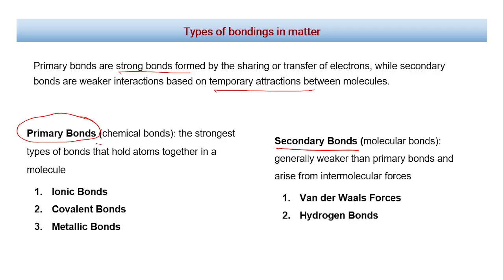So primary bonds, which are also called chemical bonds, are the strongest, and the types of bonding under primary bonds are ionic bonding, covalent bonding, and metallic bonding. Whereas secondary bonding, which is also called molecular bonding, is generally weaker and arises from intermolecular forces. The examples are van der Waals force and hydrogen bonding. These are two types of secondary bonding, and those three are types of primary bonding. Okay, now let's get deeper into understanding these types of bonding.